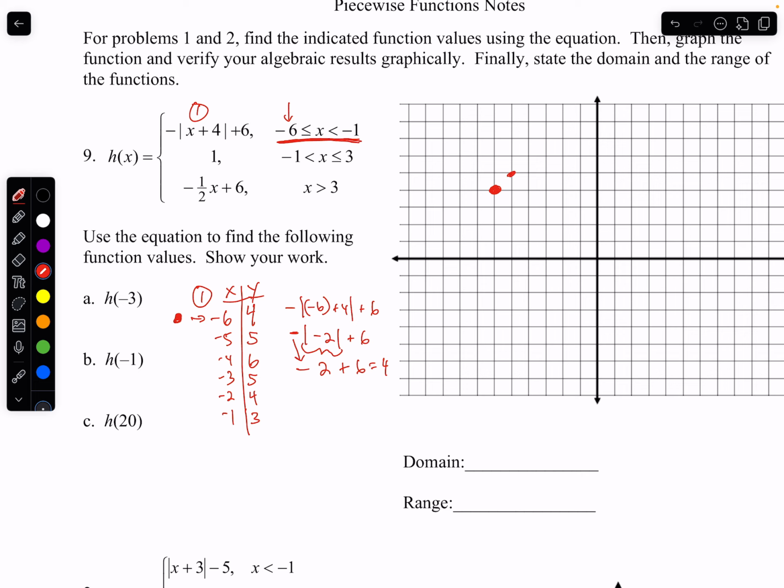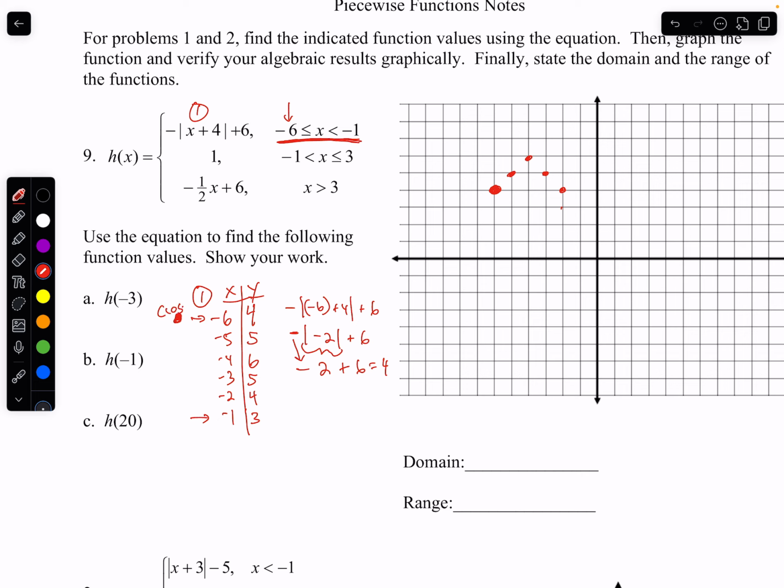-4, 6. -3, 5. -2, 4. Whoops, right there. And -1, 3. And I have to decide, is that going to be open or closed? So I look at this guy here, because you always got to check on the first and the last one of each table, open or closed.